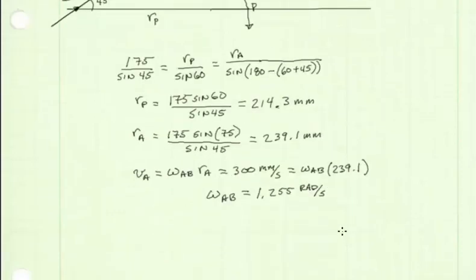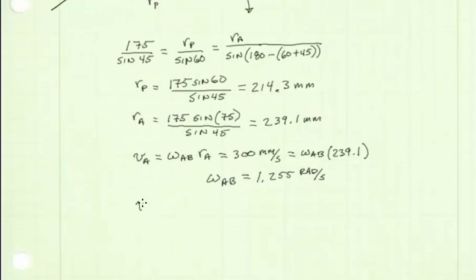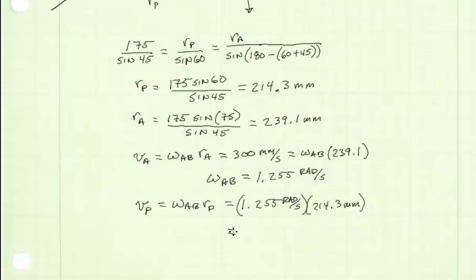radians per second. Now that we know omega AB, we can find the velocity of P, knowing that that is equal to omega AB times RP, which is 1.255 radians per second, times RP, which is 214.3 millimeters, which will give us a velocity of 269.0 millimeters per second, which is equal to 0.269 meters per second.